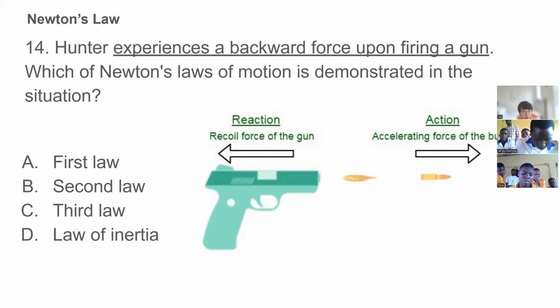So let's quickly go back to this question now that we are more familiar with Newton's laws. The hunter experiencing backward force upon firing a gun, so which Newton's law of motion is demonstrated in the situation? And now we can tell that the reaction and the action part was the third law. So this is Newton's third law of motion.